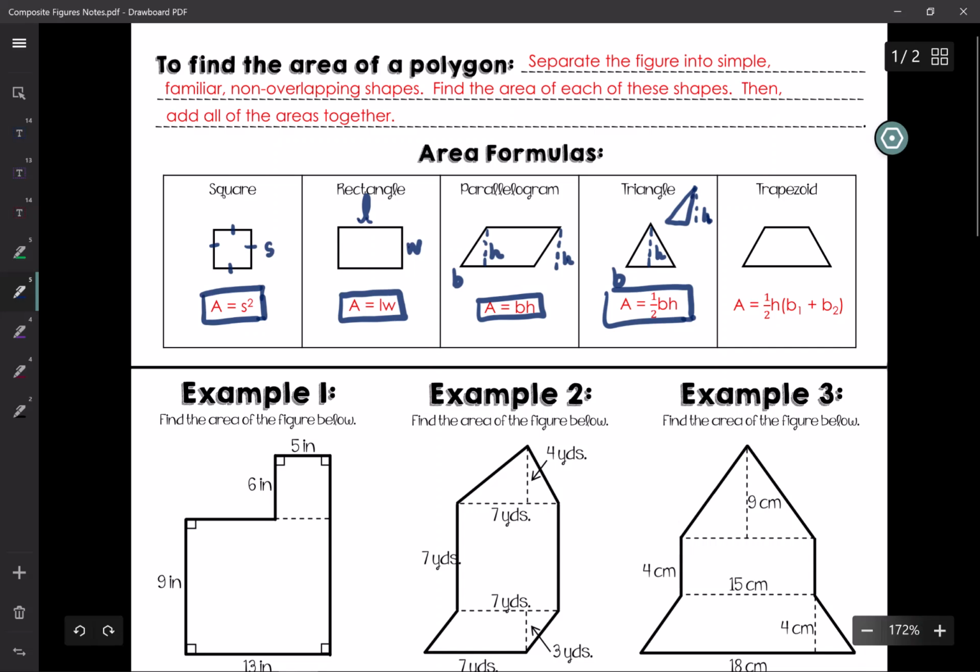And then last but not least, when we look at trapezoids, the formula is 1/2 height times the sum of the bases. So height, once again, is just that vertical length. And then for the bases, it doesn't matter which one you label, base 1 or base 2, but it's just going to be the two horizontal lengths since the trapezoid has two parallel sides.